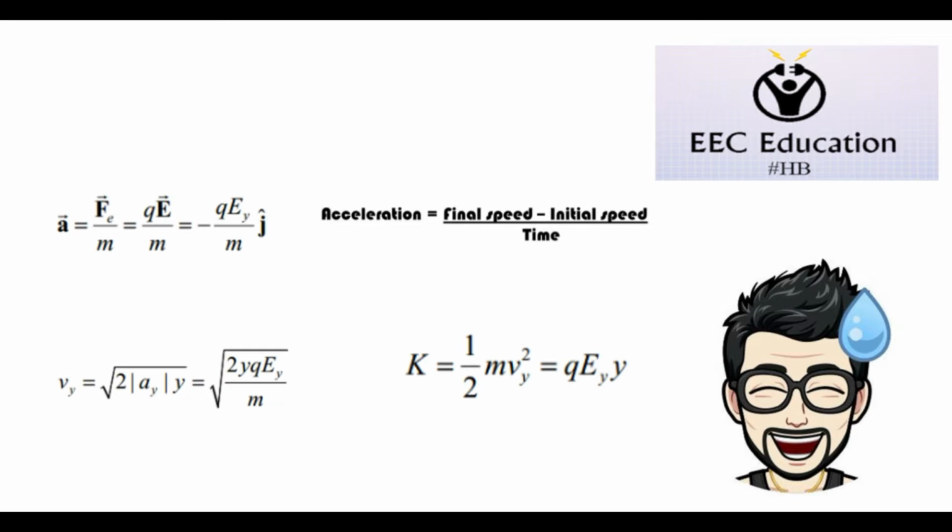Suppose now the particle is at rest, V0 equal to 0, when it is first released from the positive plate. The final speed of the particle as it strikes the negative plate is Vy equal square root of 2 times absolute Ay times y, where y is the distance between the two plates. Finally, the kinetic energy of the particle when it strikes the plate is half times mass times Vy squared.